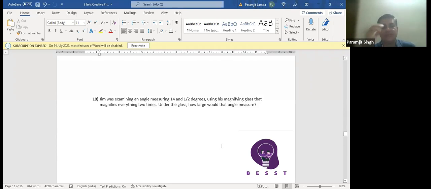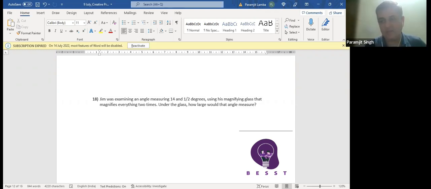Jim was examining an angle measuring 14.5 degrees using his magnifying glass that magnifies everything 2 times. Under the glass, how large should that angle be? How large should that angle measure? A simple question, simple answer, not very complicated. The magnifying glass magnifies everything 2 times. So how large will the angle measure?